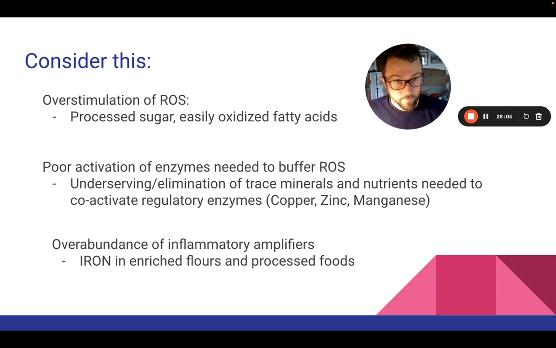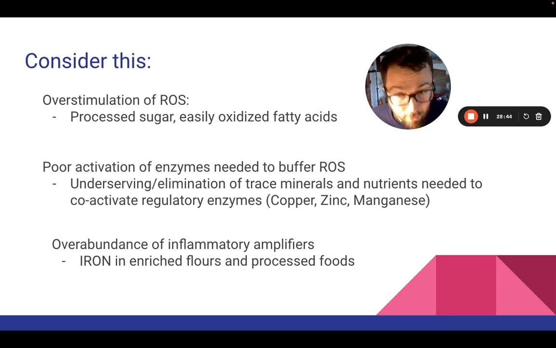Combine that with poor activation of the enzymes needed to buffer the ROS. Remember, manganese SOD, copper and zinc SOD, those are the enzymes responsible for creating hydrogen peroxide and neutralizing ROS, having that have someplace to go. So if we don't have those trace mineral components to allow those enzymes to do what they need to do, we're accumulating more ROS and not neutralizing them.